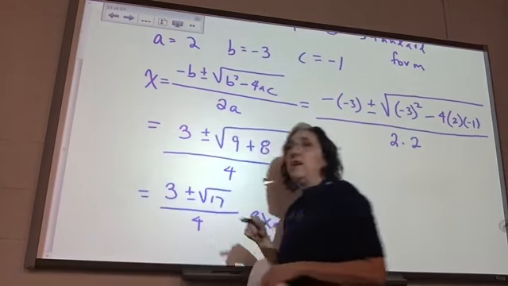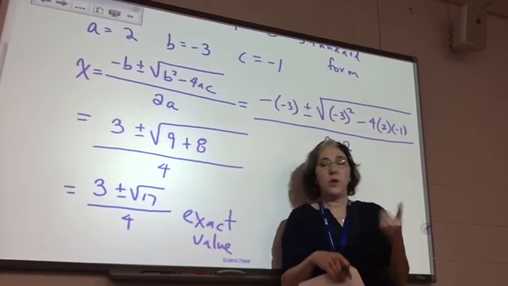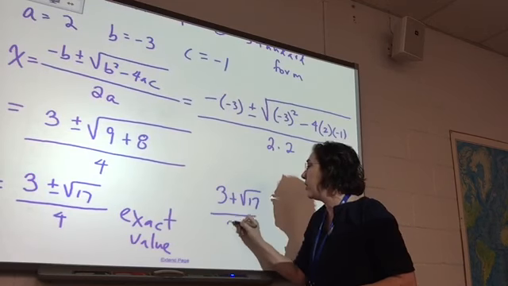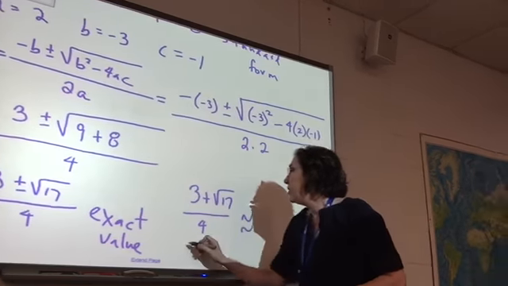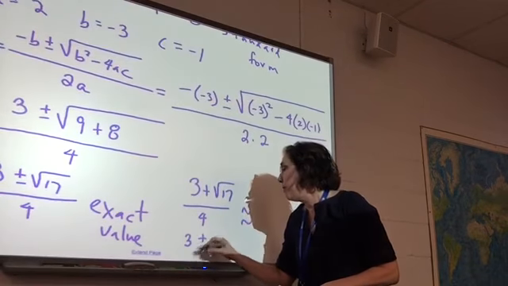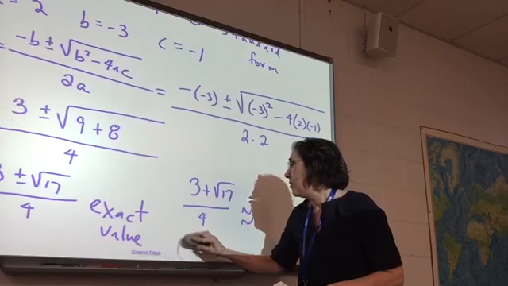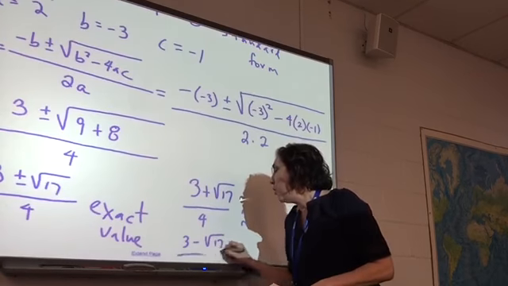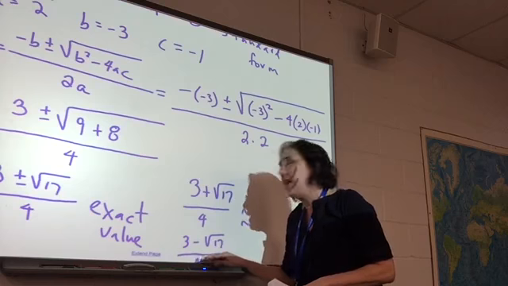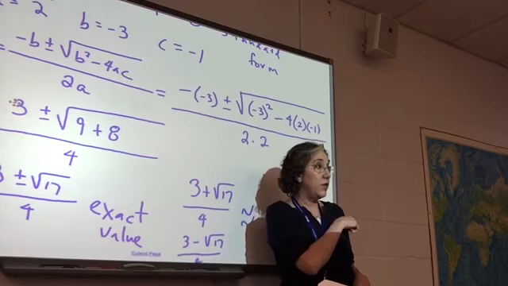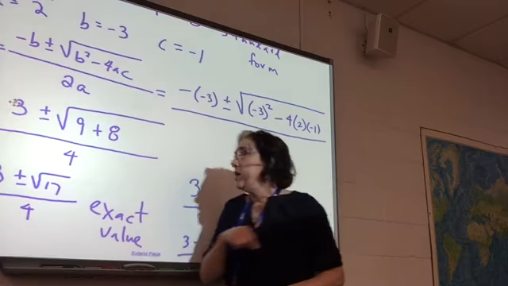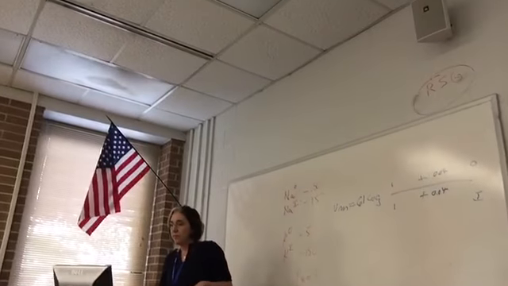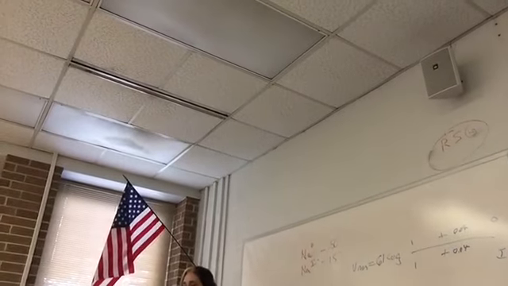Let's use our calculators. We'll just do one of them. There's two answers here, remember. There's 3 plus the square root of 17 over 4, and then there's 3 minus the square root of 17 over 4. So we're going to go to the calculator and see that answer that we just found using the zero function. It doesn't matter, let's do the positive one.